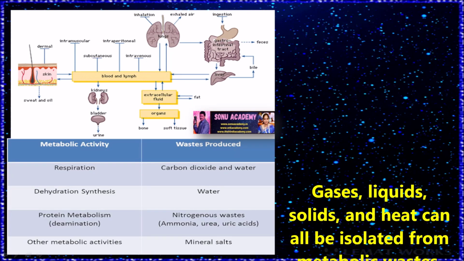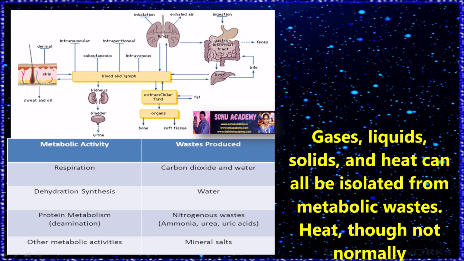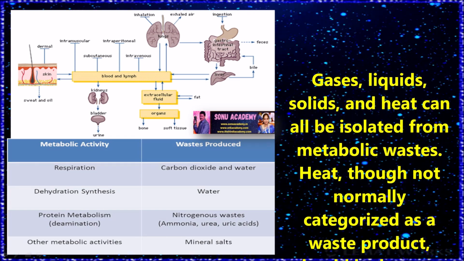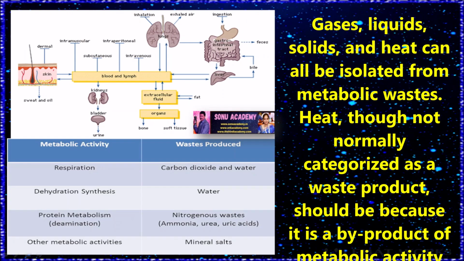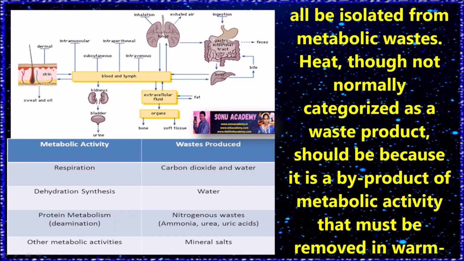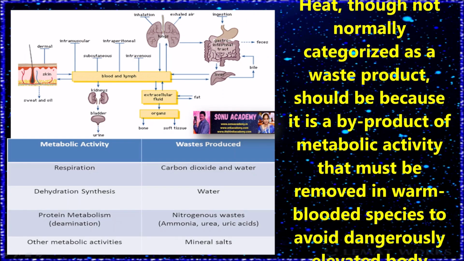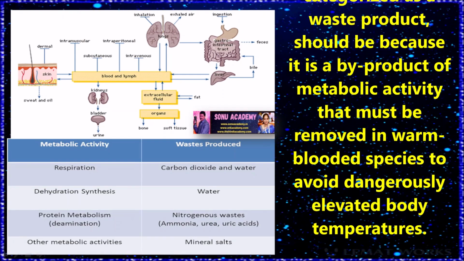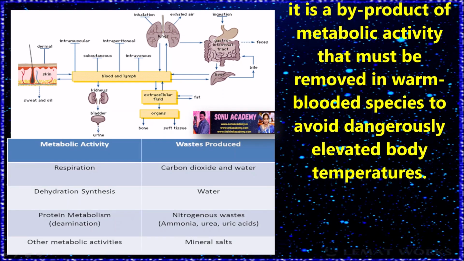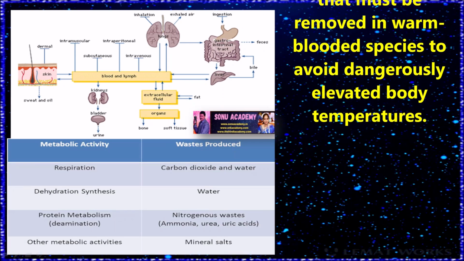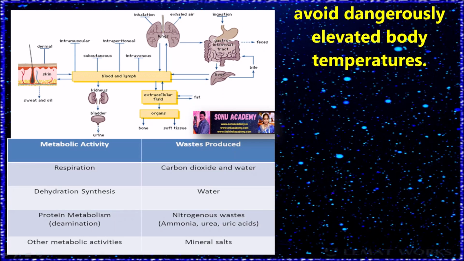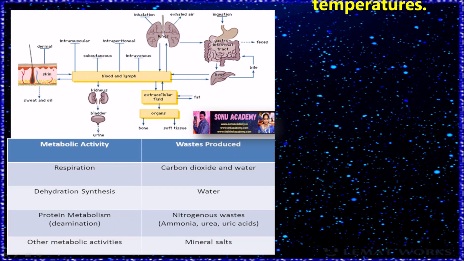Waste products from metabolism. Gases, liquids, solids and heat can all be isolated from metabolic wastes. Heat, though not normally categorized as a waste product, should be, because it is a byproduct of metabolic activity that must be removed in warm-blooded species to avoid dangerously elevated body temperatures.